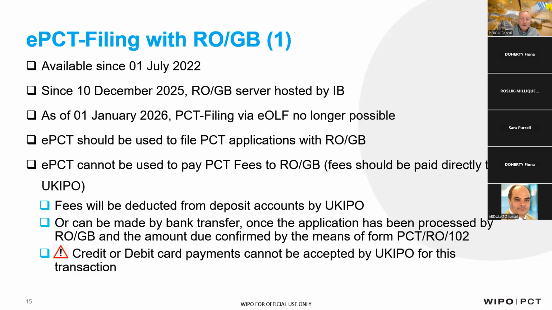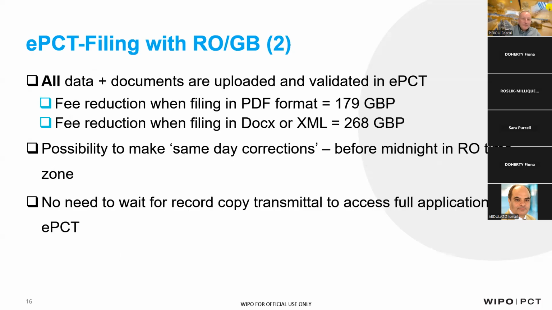If you have any questions on the fees, you can ask these questions to my colleague Sarah. So when you file with RGB using ePCT, all data and documents are uploaded and validated by the system. If you file your international application in PDF format, you will get 179 fee reduction. And if you file in DocX and XML, you will get a 268 fee reduction.